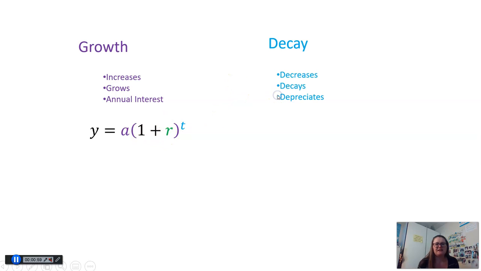Now decay, you're going to see words like decreases, decays, or depreciates. They should be pretty easy to remember. They all start with D. And then the formula for that is very similar. The only difference is it's 1 minus r to the t, which should make sense because we're talking about decay, so it's going down by the rate.